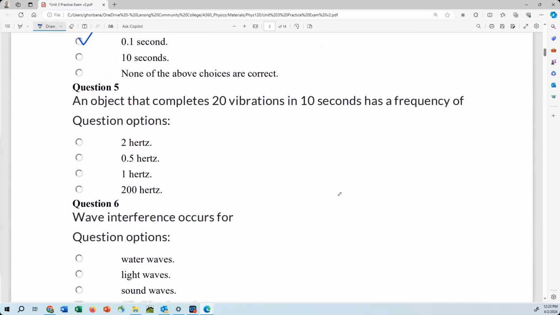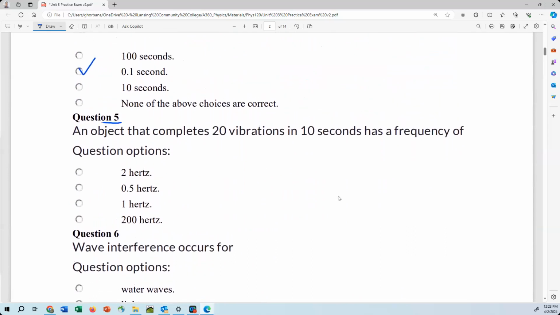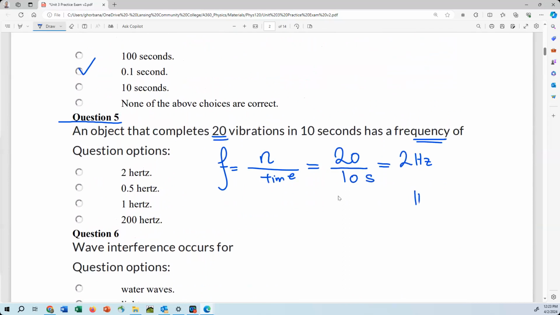Question number 5: an object that completes 20 vibrations in 10 seconds has a frequency of what? We just explained what frequency means. The frequency is the number of vibrations divided by time. How many vibrations do we have? 20 vibrations, happening in 10 seconds. So 20 divided by 10 is 2 hertz. The unit of hertz is 1 over second. So the right answer in this question is 2 hertz.